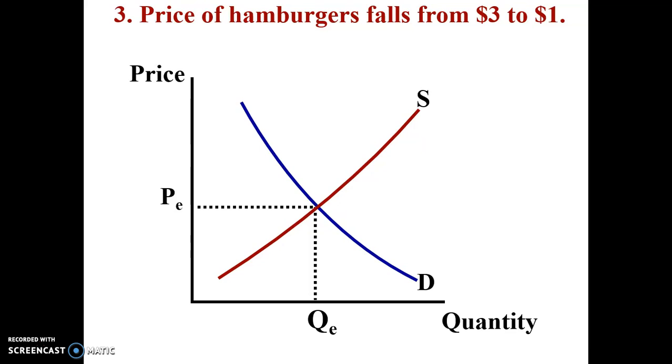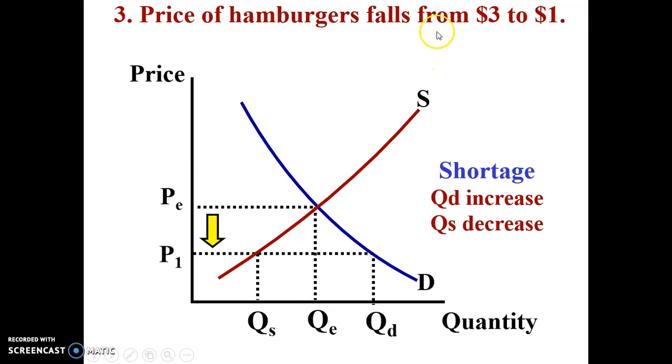All right, third example. Let's say the price of hamburgers falls from $3 to $1. Trick question. There was no shift. Remember, change in price does not shift the curve. It's just movement along the curve. So here's what happened, right? The price went from $3 to $1, right? So the price dropped. People are going to demand more, but suppliers are going to want to make less, right? So this is the quantity demanded, and this is the quantity supplied, and that's called a shortage. We want this many burgers, but they're only supplying this many burgers.